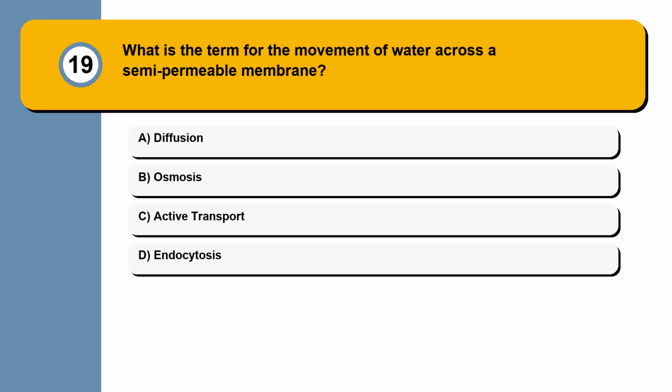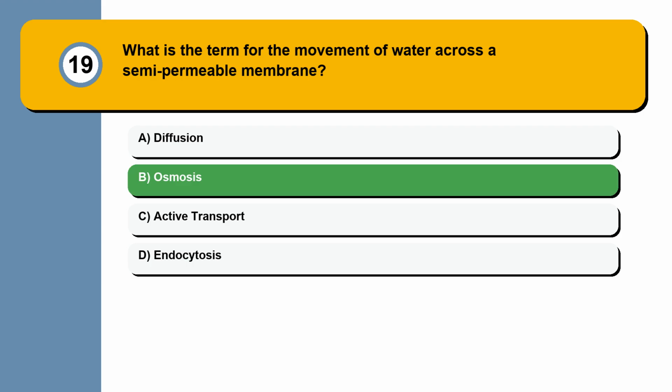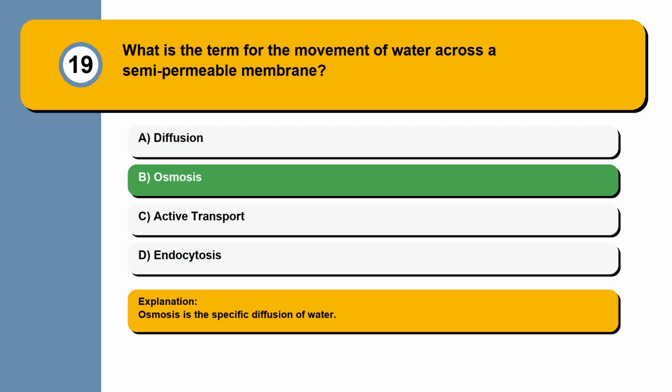Question 19. What is the term for the movement of water across a semipermeable membrane? Diffusion, osmosis, active transport, endocytosis. Osmosis is the specific diffusion of water.